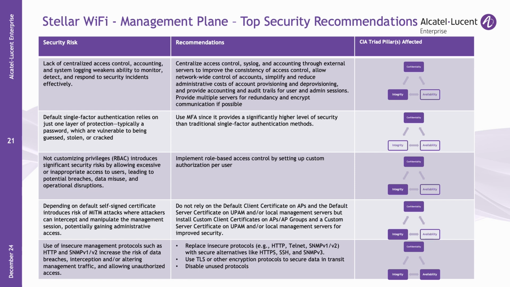The recommended solution is to replace or disable insecure protocols with secure alternatives, as we've shown before in the switching management plane recommendations. Any unused protocols should also be disabled, and communication should be encrypted whenever possible. Using insecure management protocols affects all three pillars of the CIA triad: confidentiality, integrity, and availability.